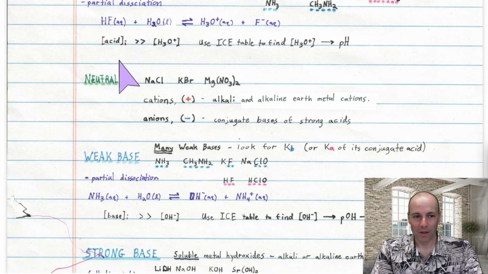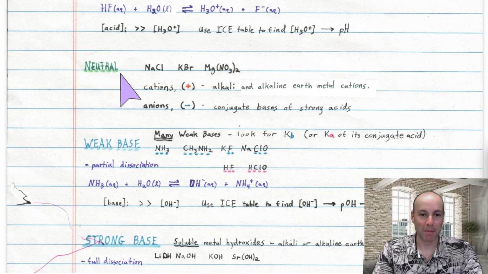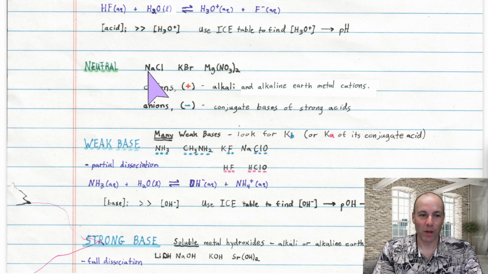Now, neutral solutions are maybe the ones you're hoping for because they're the simplest. Neutral solutions such as sodium chloride, potassium bromide, magnesium nitrate. Well, when you're told what the chemical is and what the concentration is, if it's something like this, you have to consider the cation and the anion.